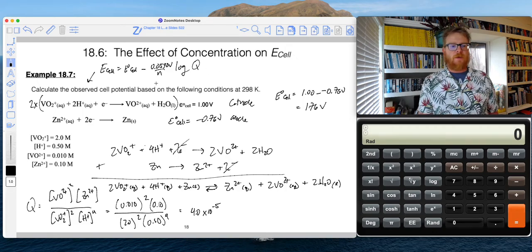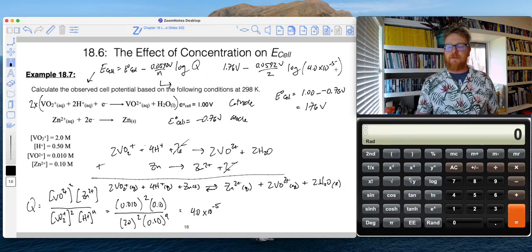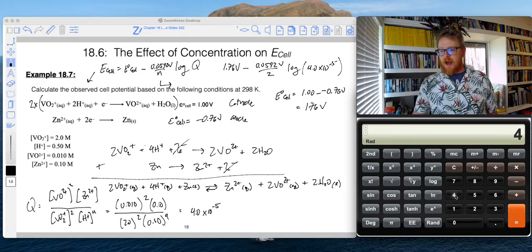And so now I have everything I need to finish off this calculation, which I'm going to do up here. Okay, so that's going to go as my E cell is going to equal 1.76 volts minus 0.0592 volts divided by 2. Remember, I got that 2 from the number of moles of electrons transferred. And then now that's times the log of the Q, which is 4.0 times 10 to the negative 5. So now I can calculate it in the following way. 4 times 10 to the negative 5, and I'm going to say log.